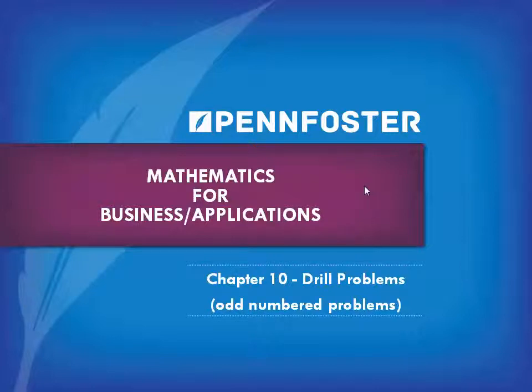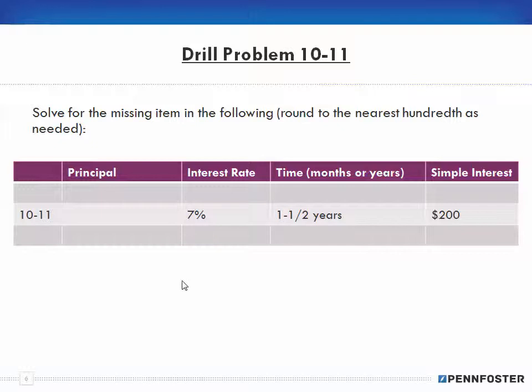And we stopped on problem 10-9. So let's pick up with 10-11. It says solve for the missing item in the following and round to the nearest hundredth as needed.